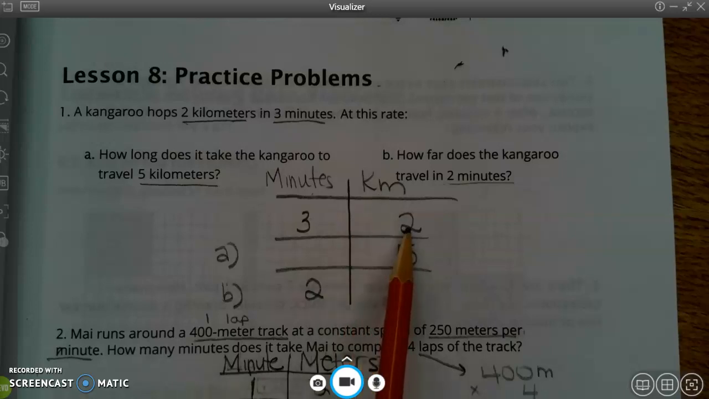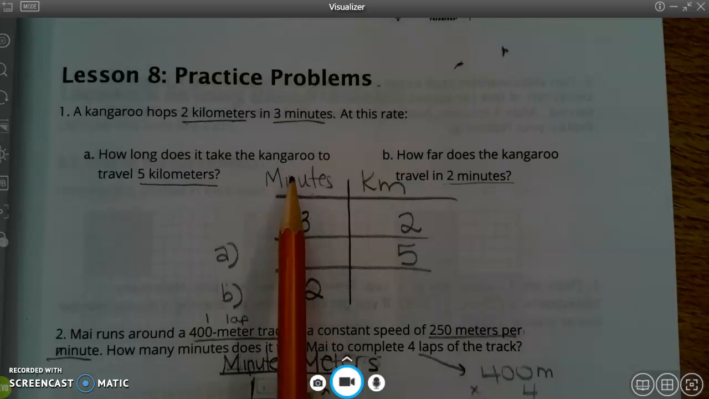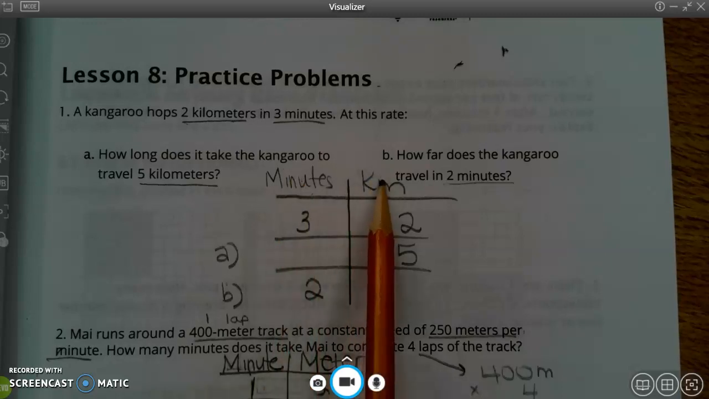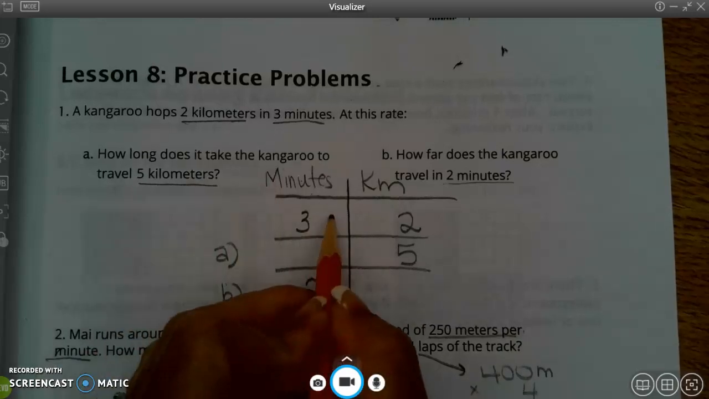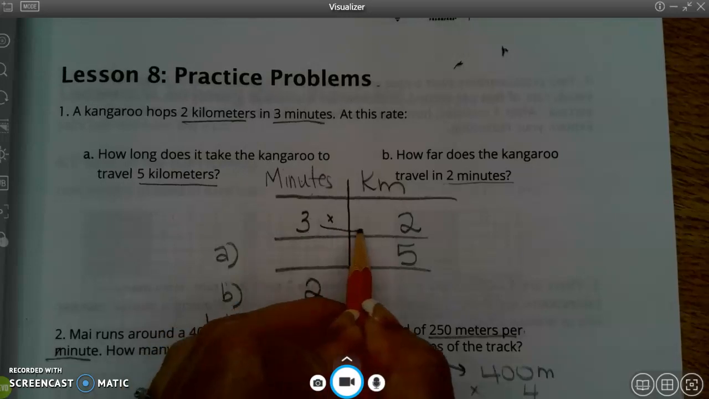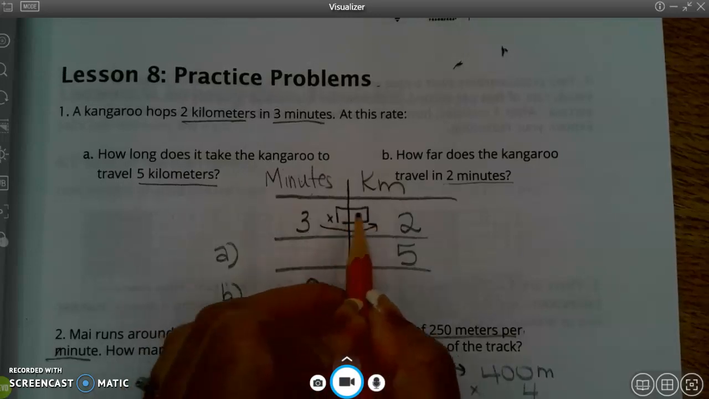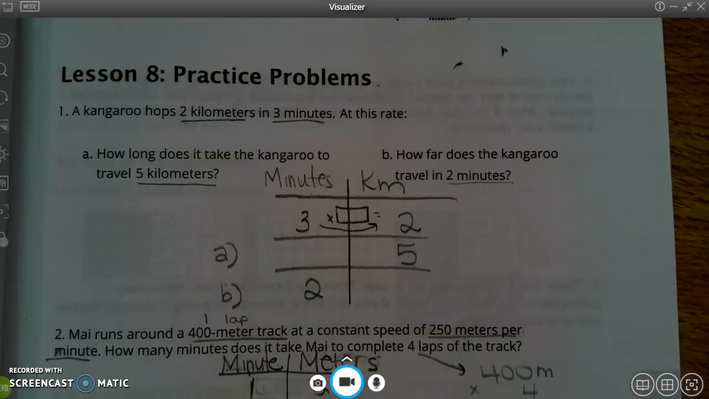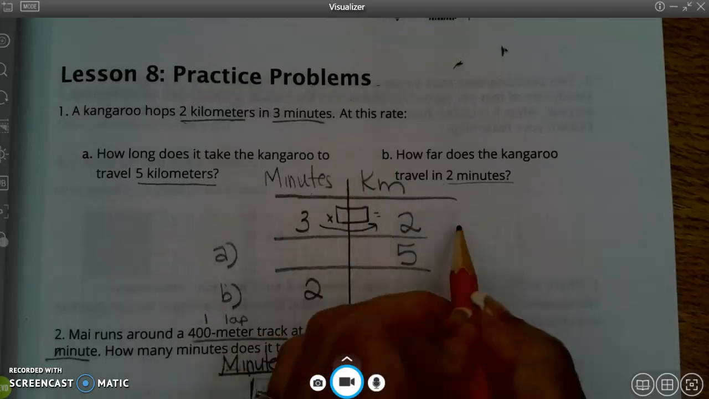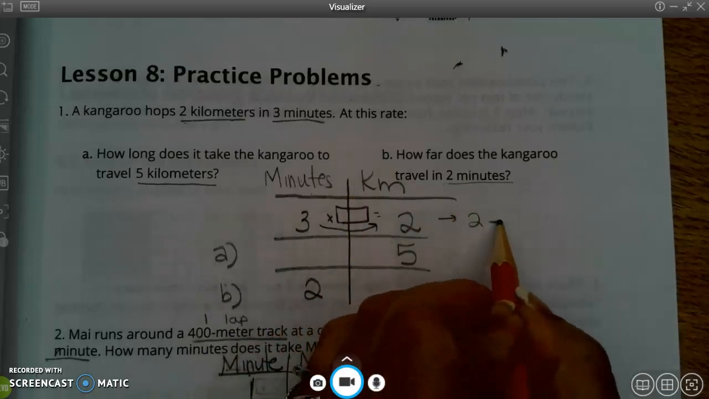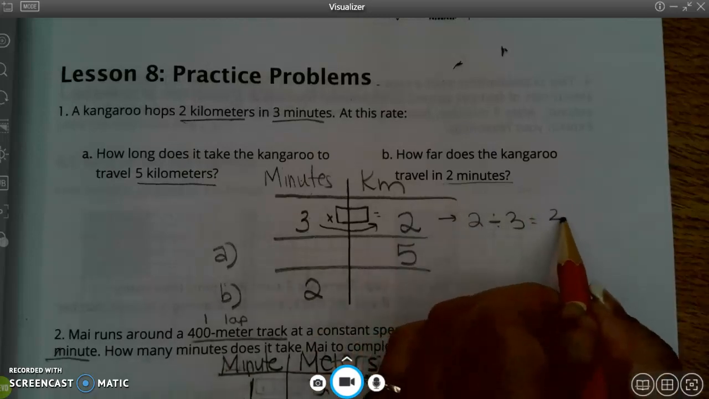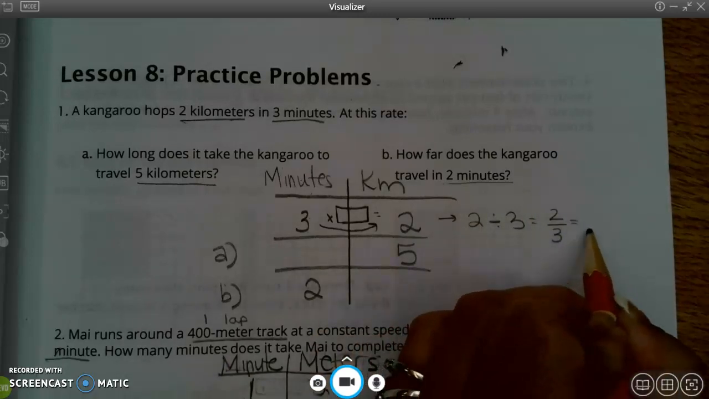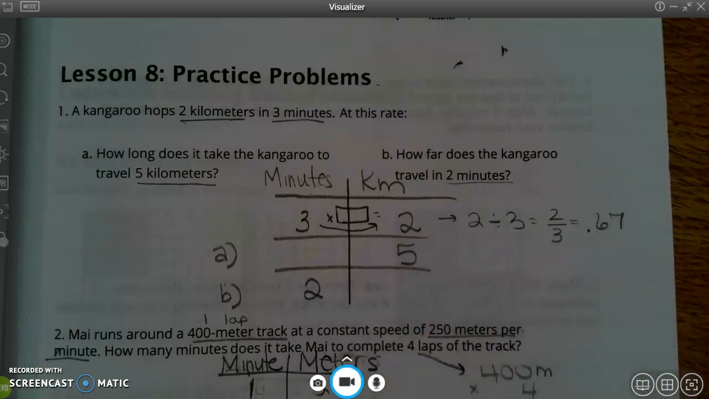It doesn't matter. I could have put kilometers first and then minutes and then switch the information. I would get the same results. So I'm going to remember that with the table, this means 3 times some number equals 2. I will rewrite this as 2 divided by 3 to get my rate, which is 2/3, which is 67/100.